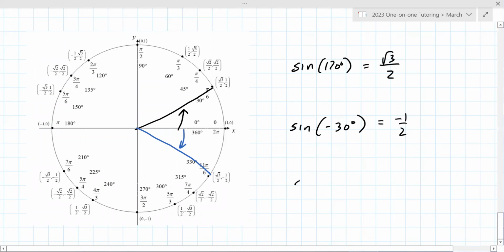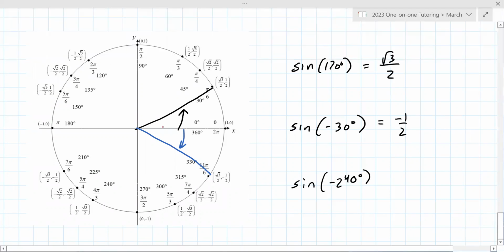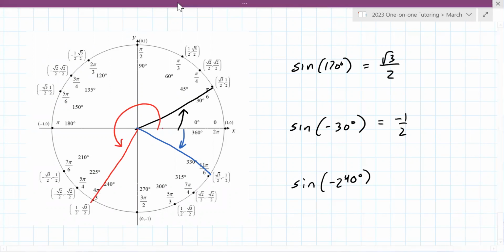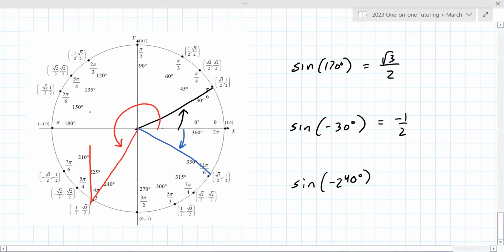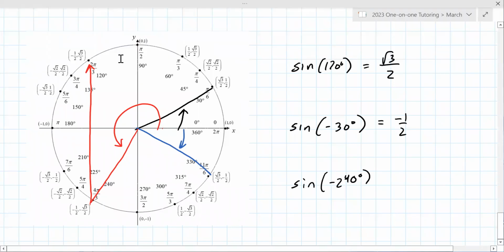How about the sine of negative 240 degrees? Okay. So notice the positive one would be there. So you want to basically go up to that one there. Yeah, so radical 3/2. Yes. Okay. Very good.